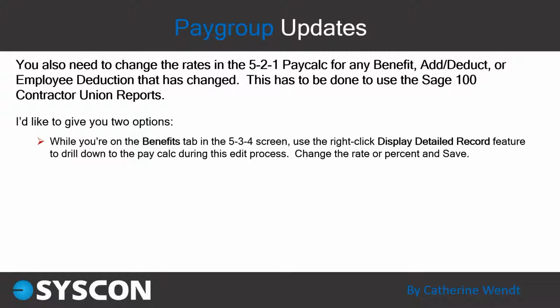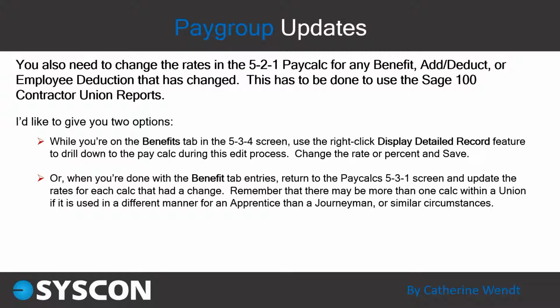One is while you're on the benefits tab, and that's the screen we were just in, and I'll show you again in a moment, you can actually right-click on the pay calc. It takes you right down to the actual pay calc record, and you can change the dollar amount or the percent right then and there and save. Or after you've made all the changes on the benefits tab, you can go back to the 531 screen, call up those pay calcs, and go ahead and update the rates.